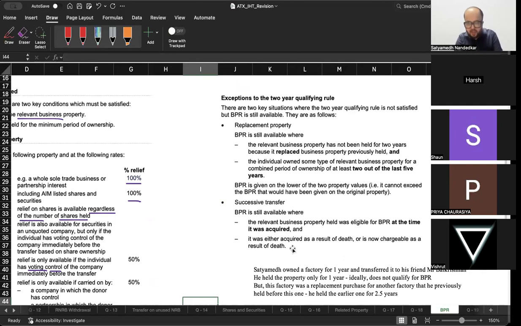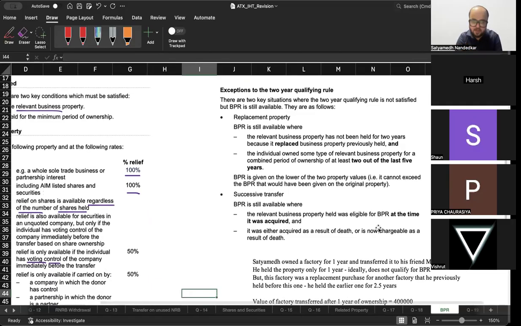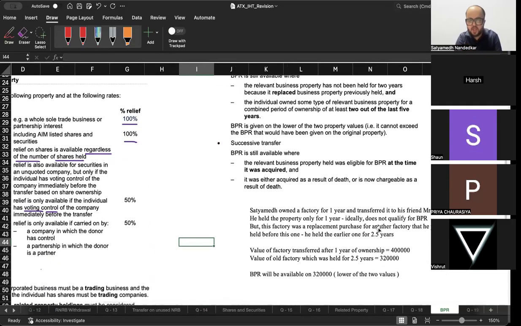Successive transfer is where BPR is still available where the relevant business property held was eligible for BPR at the time it was acquired, and it was either acquired as a result of death or is now chargeable as a result of death.